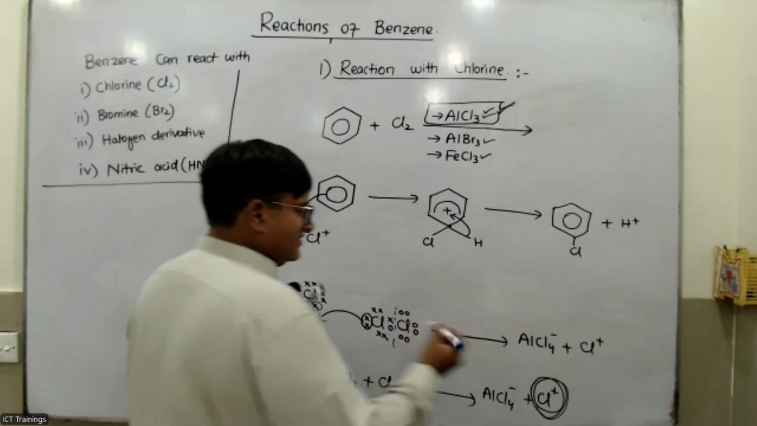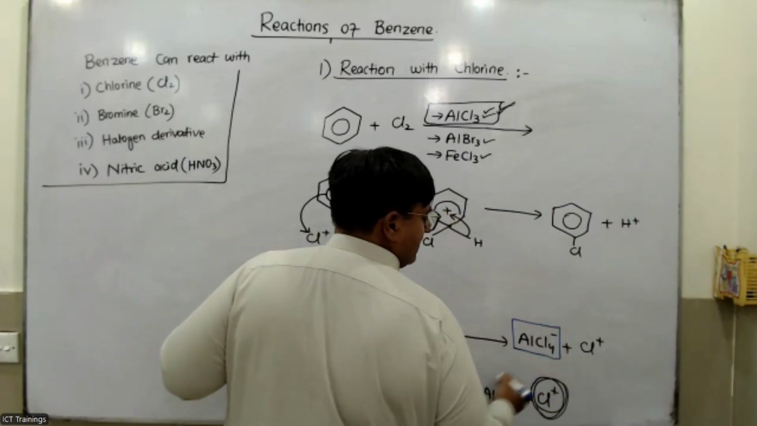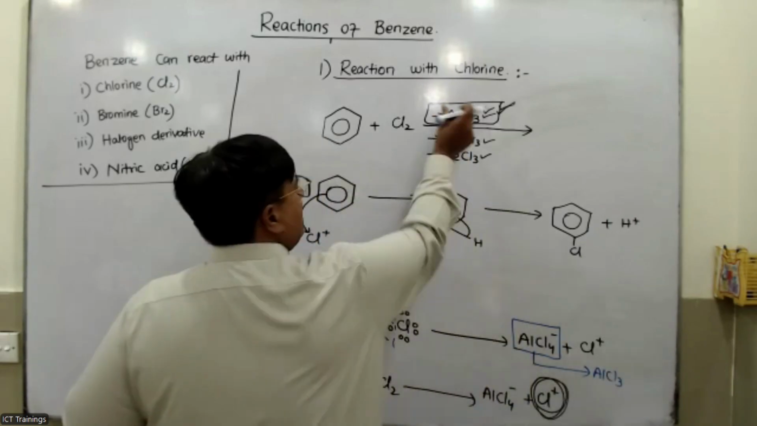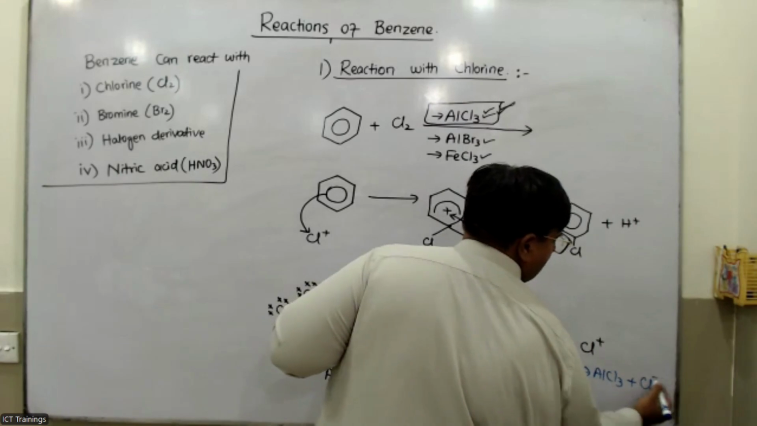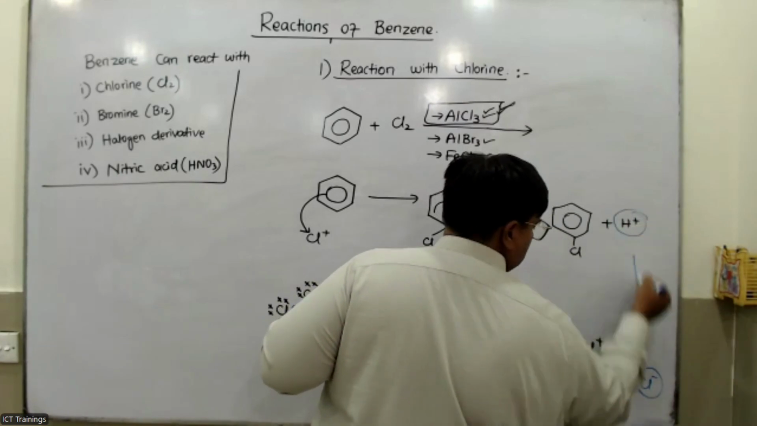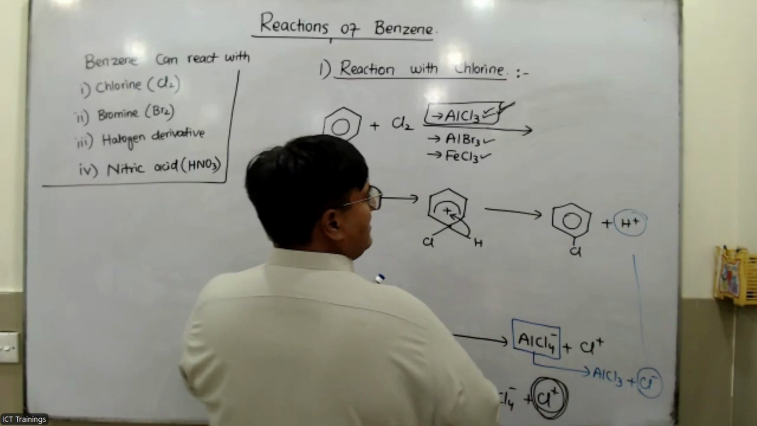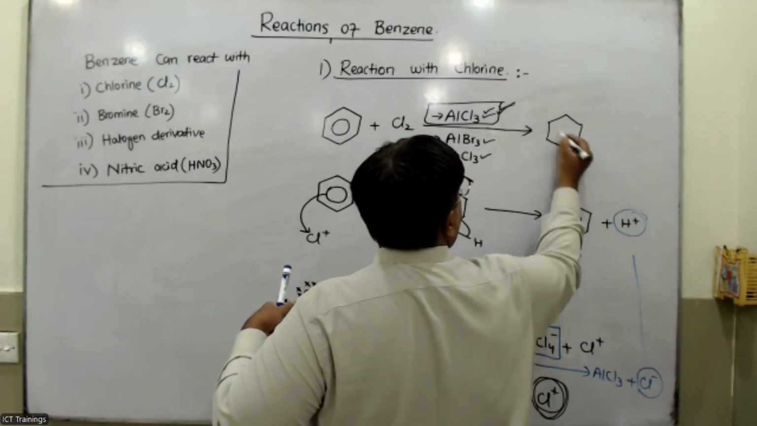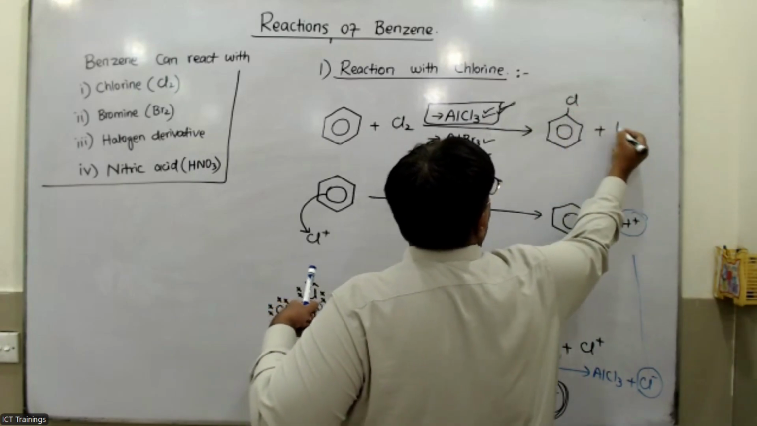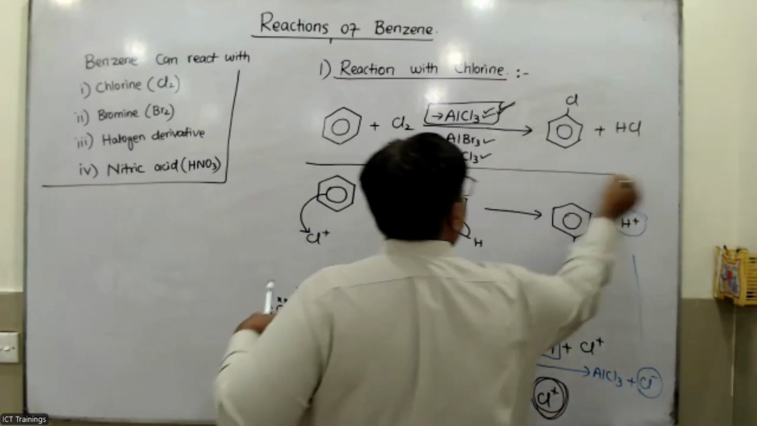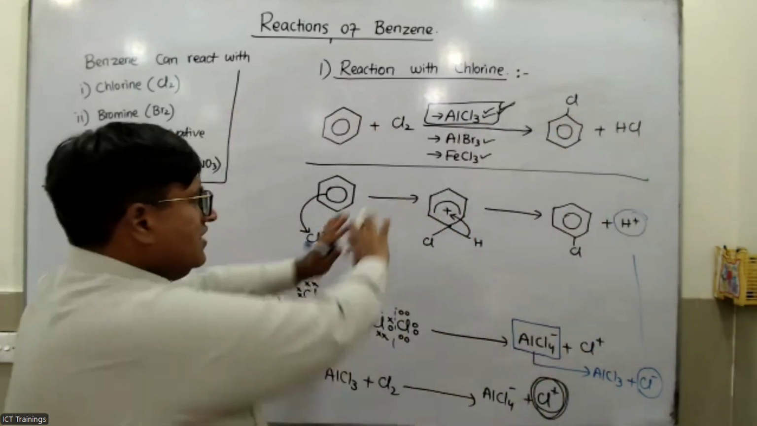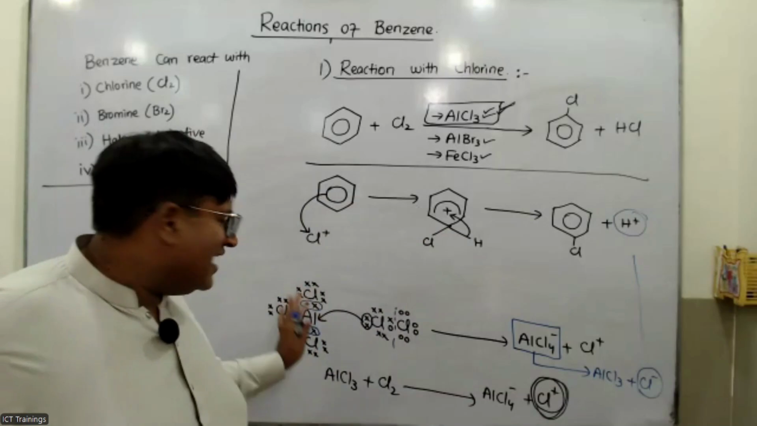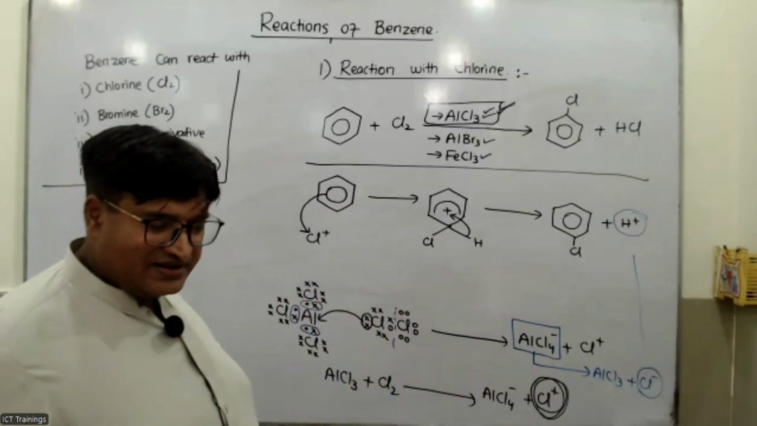Okay, so now up here this AlCl4 negative will break down again to form AlCl3. So the catalyst is generated again, and Cl negative. So this Cl negative and this H positive, both of them would join together to form HCl. So the overall reaction would be: this is benzene and Cl would be attached to it, and HCl is being produced. So this is the overall reaction, and this whole is the mechanism to operate this reaction. So you should know this mechanism as well as this mechanism. Did you get it? Yes.